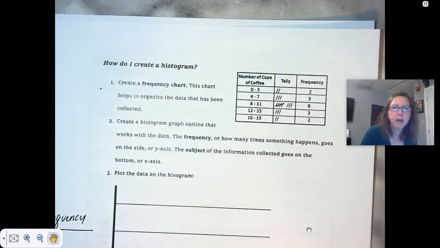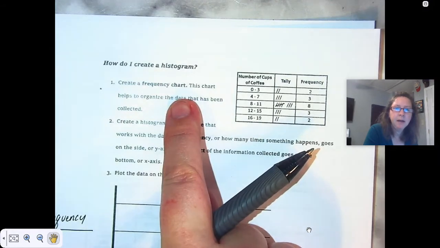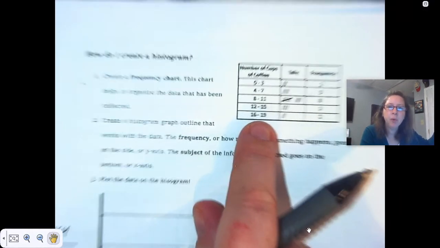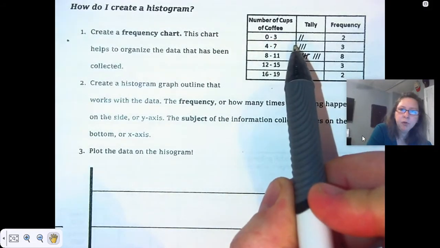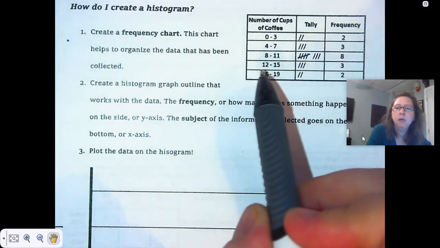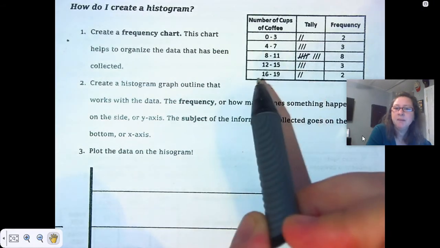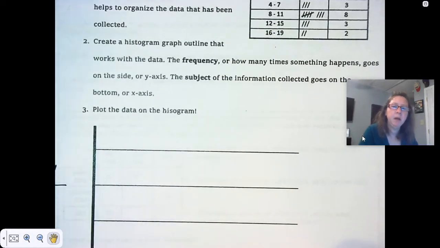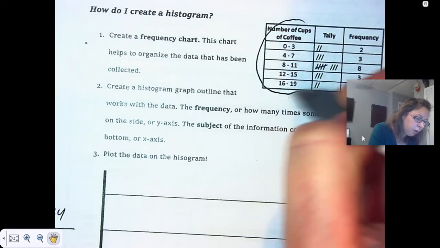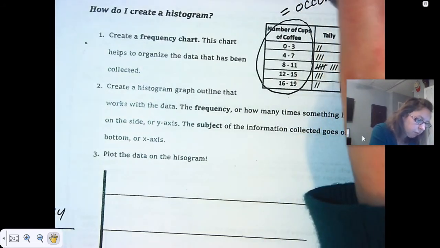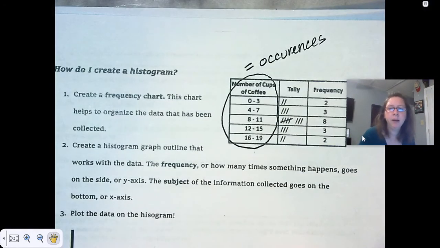Okay. So we have a frequency chart. Now they had data that would have been the number of cups of coffee someone drinks in a day between 0 and 19 cups. And they broke it up into equal groups of 4. So 0 to 3 people have 2, 4 to 7 people have 3, 8 to 11 have 8 cups of coffee. That would be me. 12 to 15 cups of coffee was 3 people. 16 to 19 is 2. Okay? And so what we're going to do now is create a histogram. And we are going to use this because this is already broken up into equal intervals.